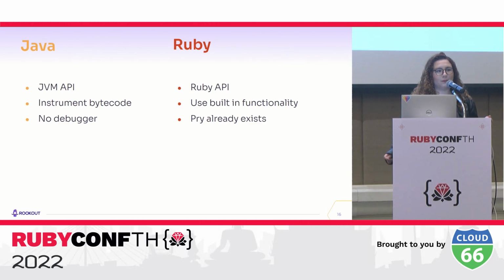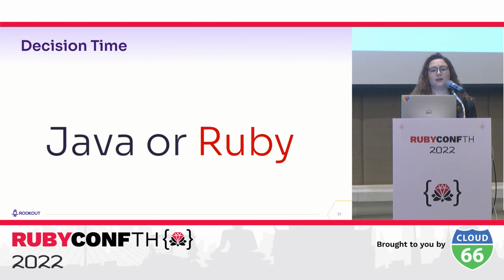And the last point, which definitely goes to Ruby, is that a debugger for JRuby written in Ruby already exists, and it's open source, which is Prodi. In Java, there's no debugger for JRuby. So kind of looking at this, I was like, okay, let's start with Ruby. It seems the easiest. And so I started.